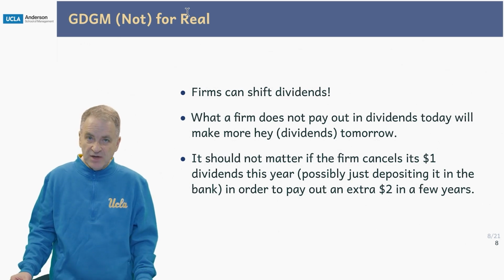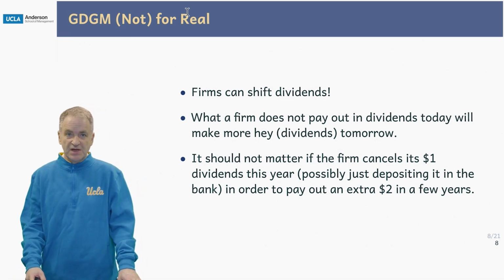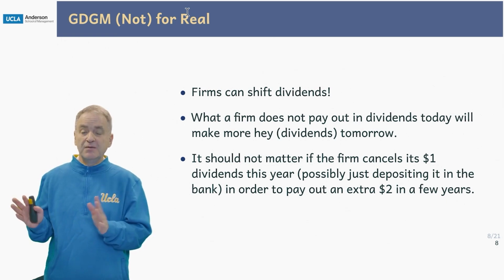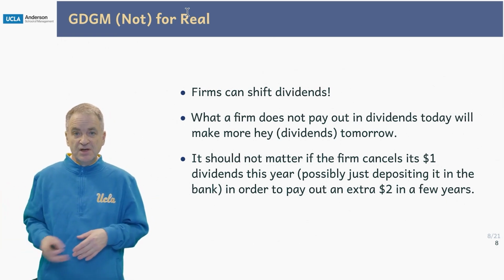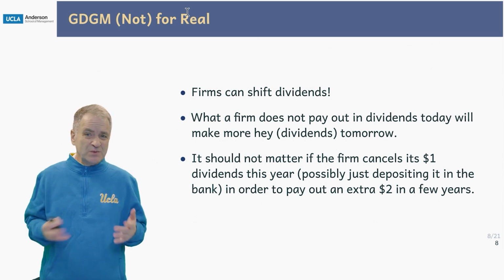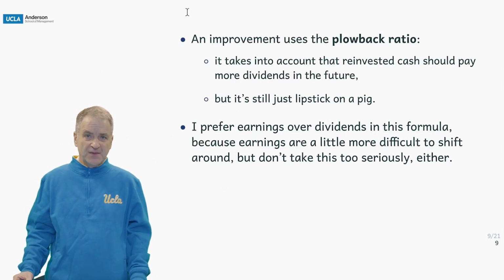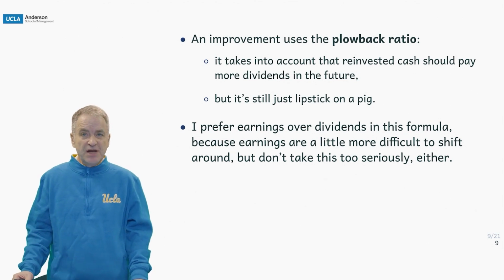This is what I already mentioned. Firms can shift dividends. So what a firm does not pay out in dividends today will make more dividends tomorrow. So that's one of the reasons why the logic of this whole model is sort of dubious. An improvement uses the plowback ratio.